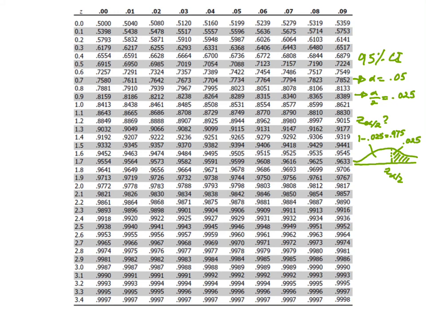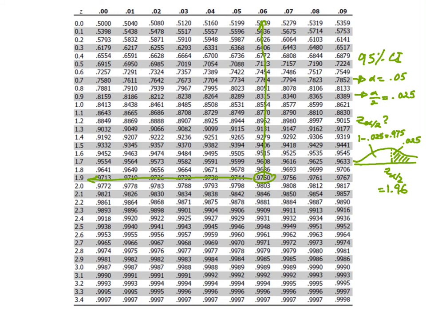If you look in the table, 0.975 is right here. If you trace it out horizontally, you get 1.9. If you trace it out vertically, you get 0.06. So this Z value is 1.96. I hope this makes sense. Let's look at another example.